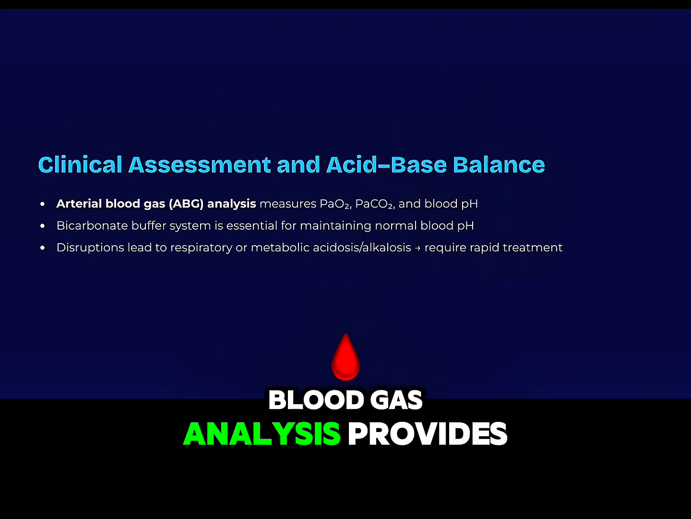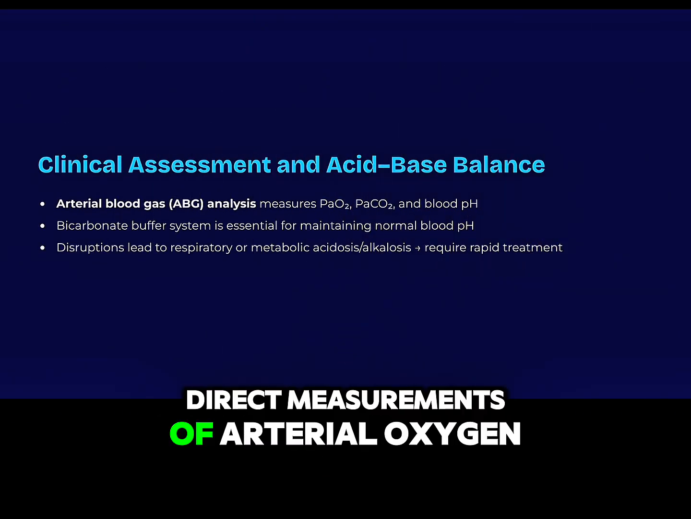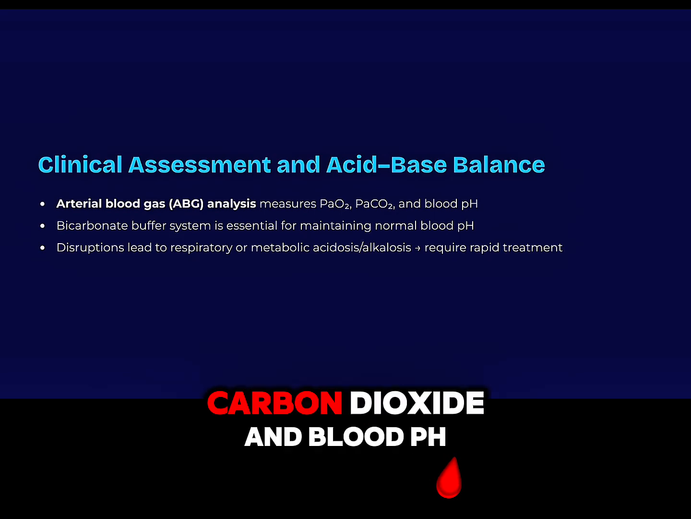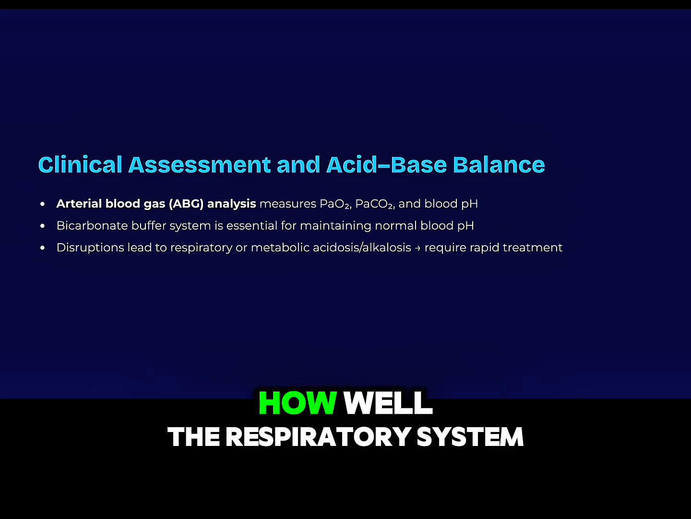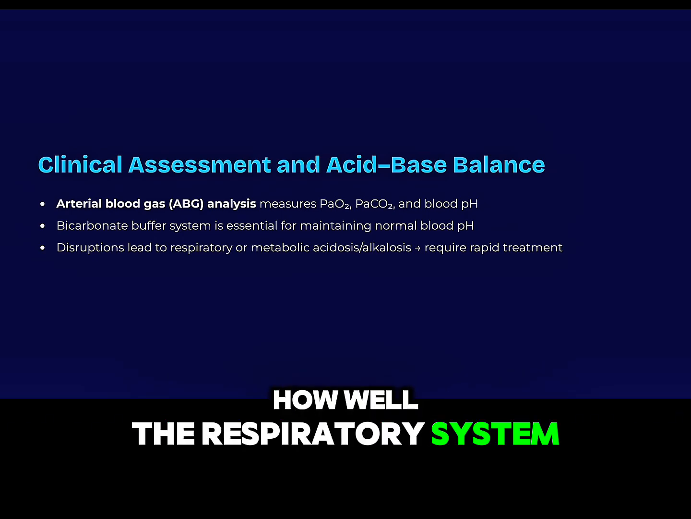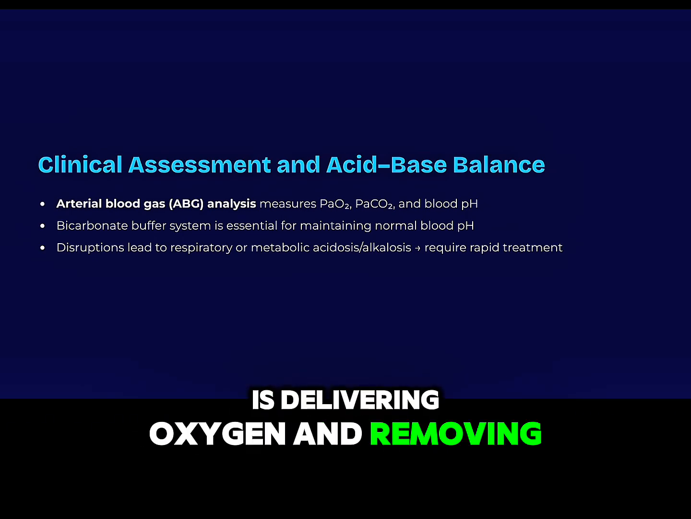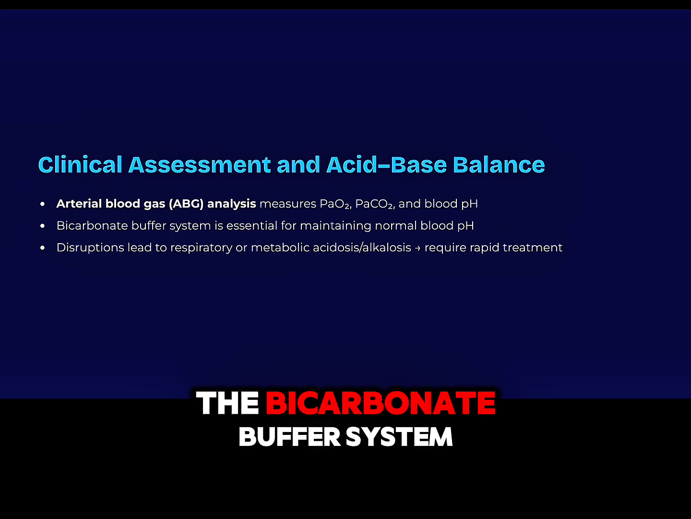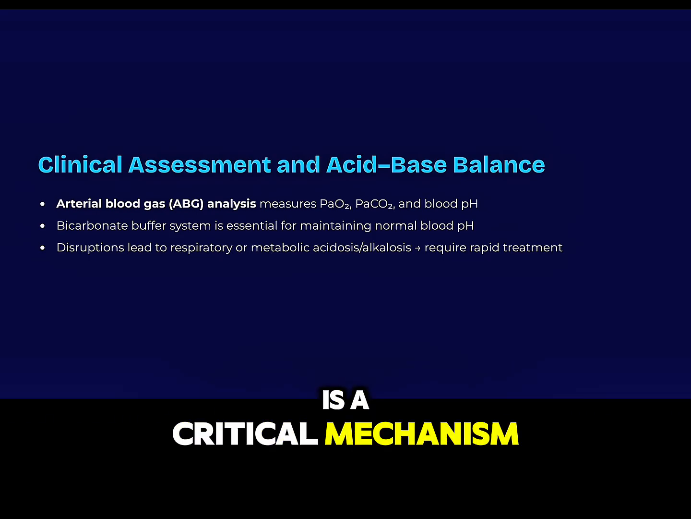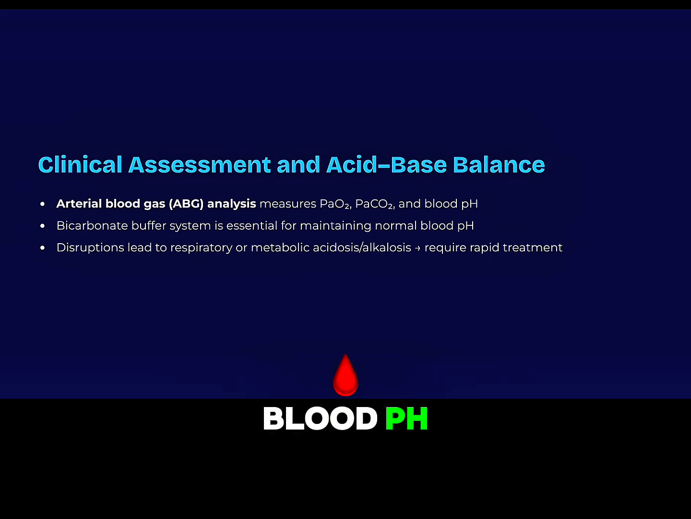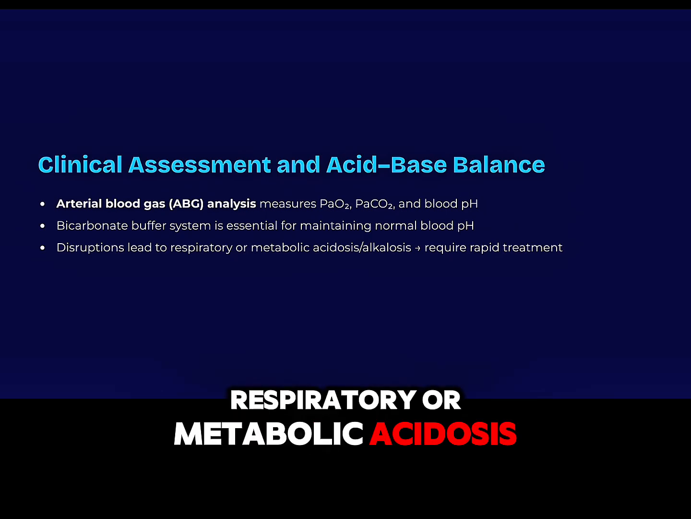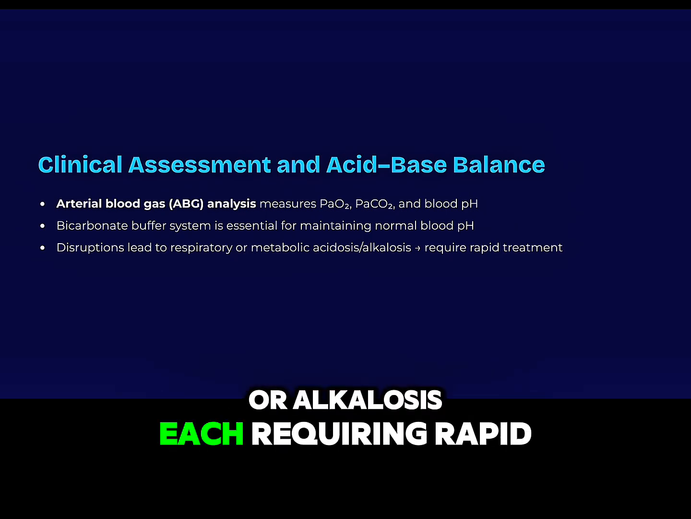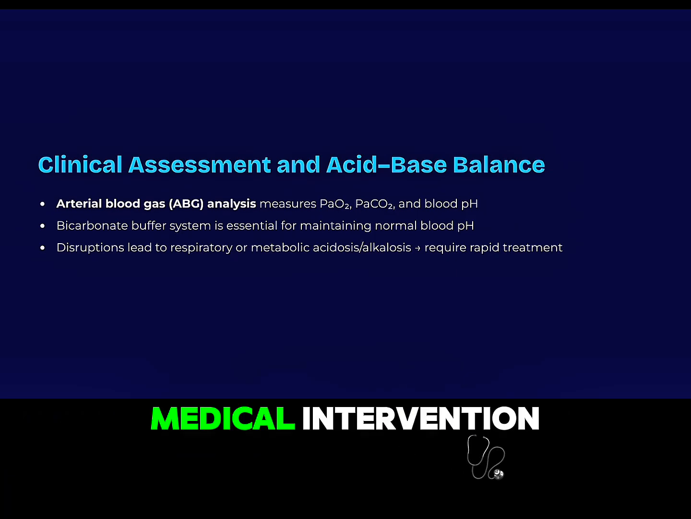Blood gas analysis provides direct measurements of arterial oxygen, carbon dioxide, and blood pH, allowing clinicians to evaluate how well the respiratory system is delivering oxygen and removing carbon dioxide. The bicarbonate buffer system is a critical mechanism for regulating blood pH. Disruptions can result in respiratory or metabolic acidosis or alkalosis, each requiring rapid medical intervention.